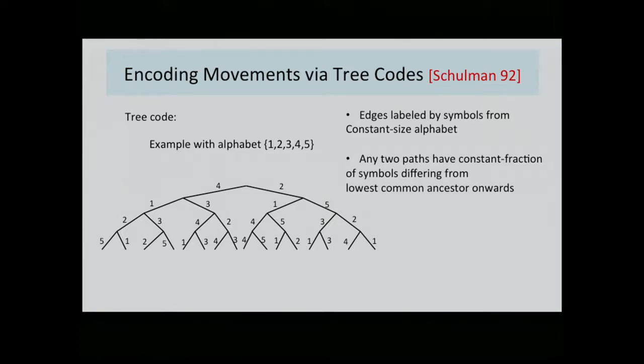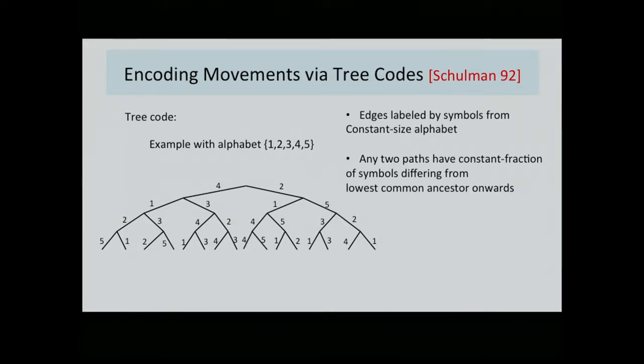To do this, Schulman presented the first protocol to do this, and he used this very nice combinatorial object called tree codes. So let me tell you how these things work. A tree code looks confusingly like the protocol tree, but it's a different tree. It's going to be a binary tree, and I'm going to label its edges with numbers from some constant size alphabet. In this case, my alphabet is 1, 2, 3, 4, 5.